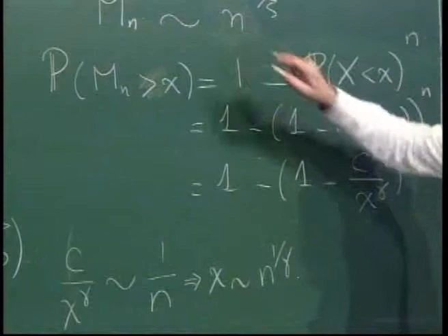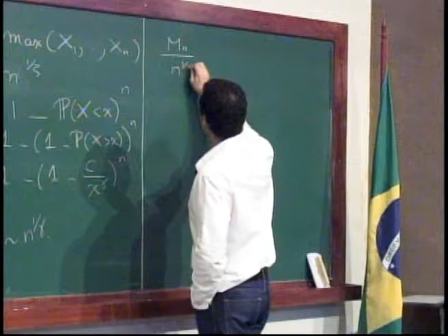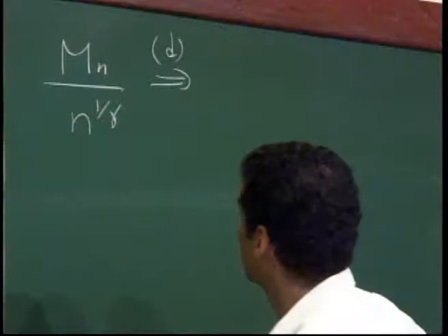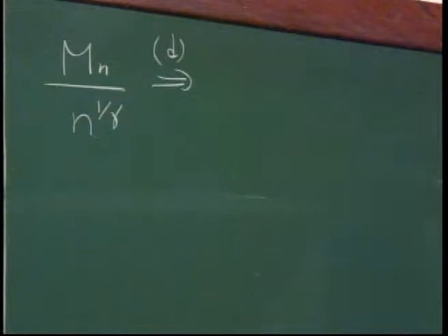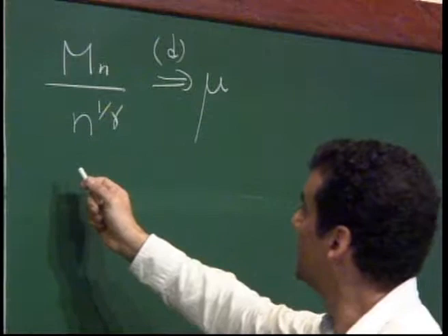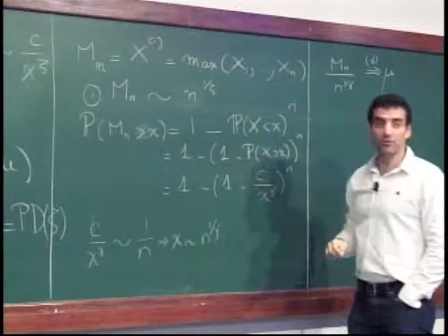This is what I'm saying here. In fact, you have more. You have that Mn divided by n to the 1 over gamma converges in distribution. A distribution which will be exactly this, in fact. Maybe there's a normalization here that I forget. But the next thing, so that's the first thing. The maximum is of order n to the 1 over zeta. Oh, gamma is zeta, I'm sorry for this.